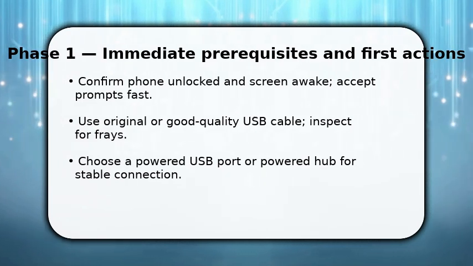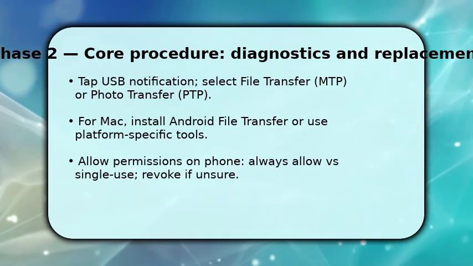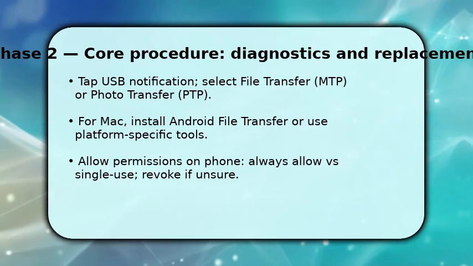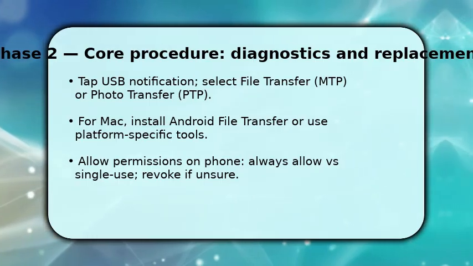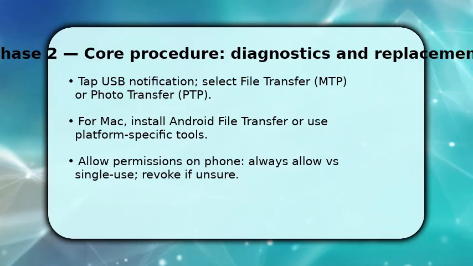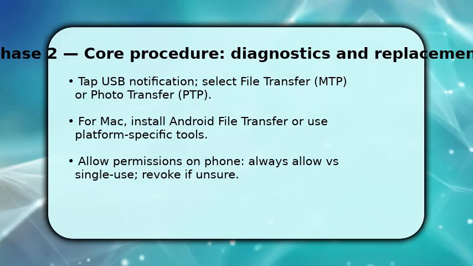Once the physical connection is live, you must choose how the phone presents itself. Tap the USB notification and select File Transfer or Photo Transfer, depending on whether you want full file access or just pictures. For Macs, install Android File Transfer or use the vendor app. Windows usually shows the device in File Explorer.